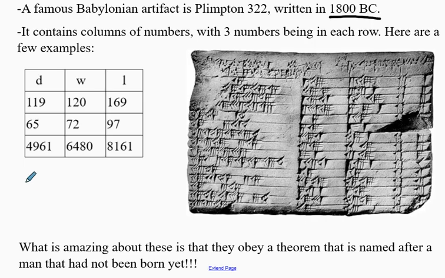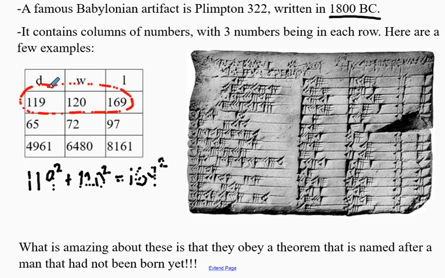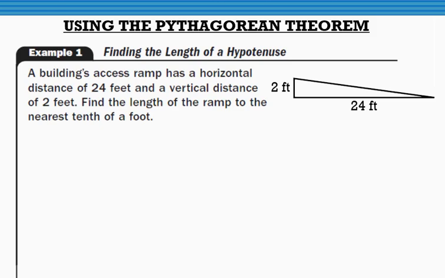But if you check the very first one, 119 squared plus 120 squared actually is equal to 169 squared. So these are what we call Pythagorean triples. They're numbers that obey the Pythagorean theorem. So the Pythagorean theorem was known long before Pythagoras. The Babylonians knew it 1500 years before, but the Greeks were the first to write it in a book. So that's just a little bit of history about the Pythagorean theorem.